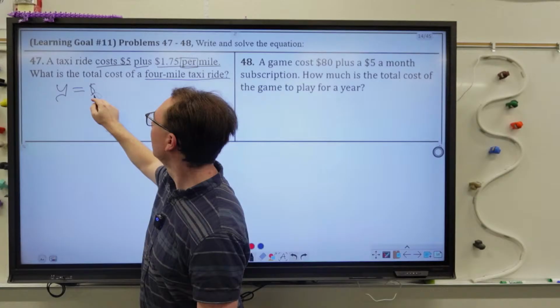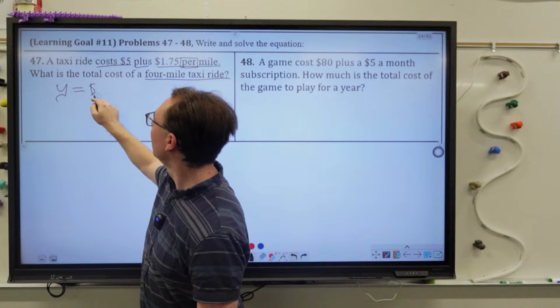Now, x is going to be the number of miles because it's specified here that we're driving these 4 miles, and we can plug 4 in for x. Since it's a per value here, we know that per infers a multiplication. So 5 plus 1.75 times x is the written equation for this problem. We now want to plug in 4 for that value of x, where y is equal to 5 plus 1.75 times 4. Now we just multiply this out.